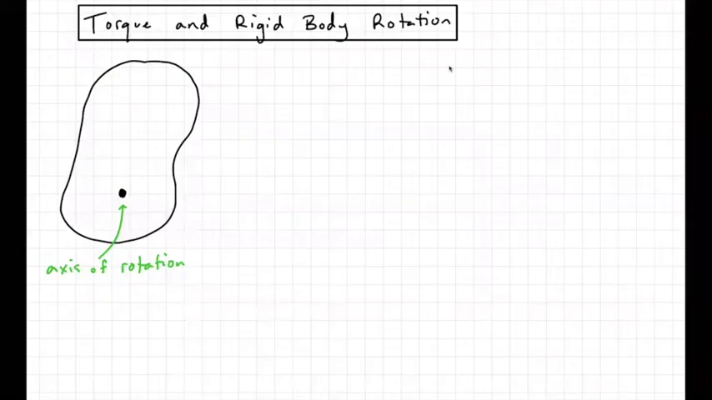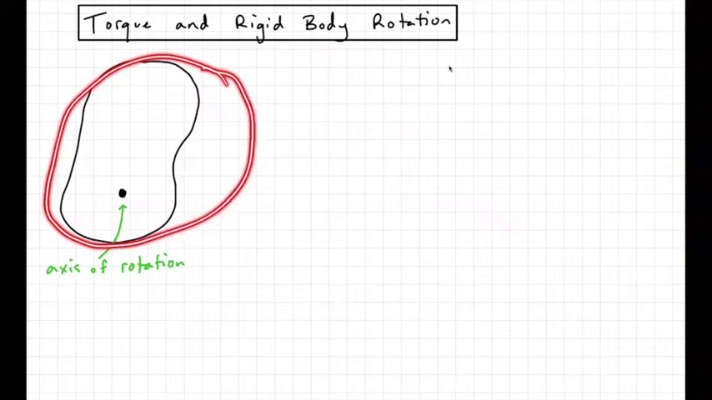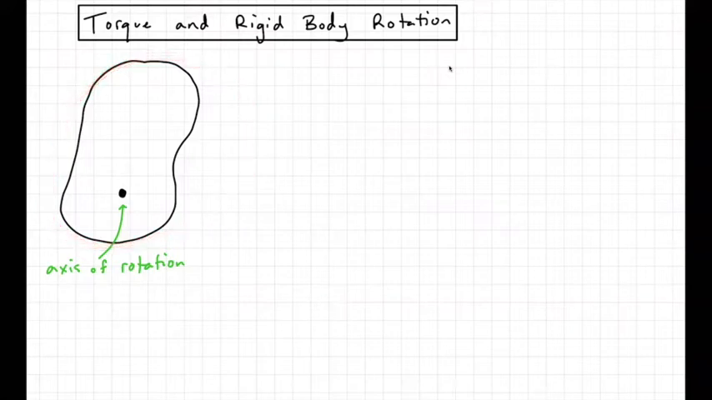Hello. In this video, I want to introduce the concept of torque and how it is applied to rotational motion problems. So I've got this object here. This is kind of like a potato, but some arbitrary object in space. I've got some point here, the axis of rotation of this object. Often this will be the center of mass, but doesn't have to be.